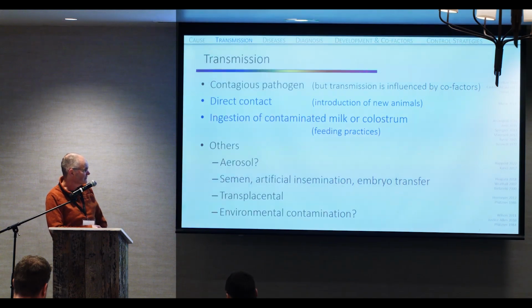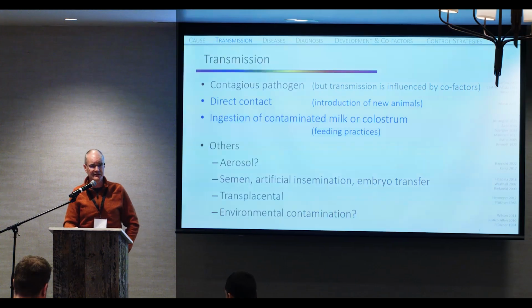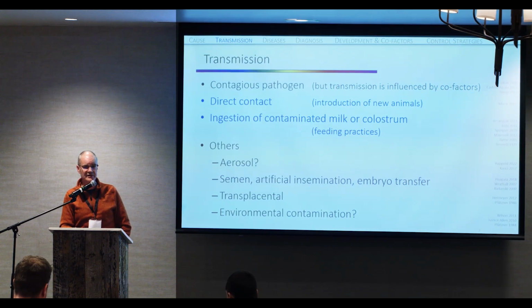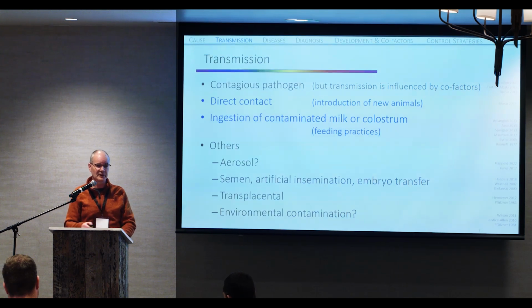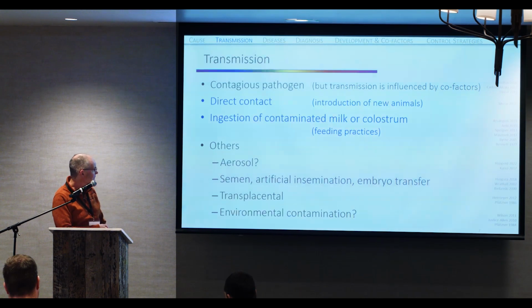Semen, artificial insemination, and embryo transfer, I think until recently were really not recognized, but I think there's been solid evidence recently that those can be methods of transmission. And again, that incursion into New Zealand was thought to be the result of imported semen. I think it wasn't proven, but that seemed to be the most plausible method for it to enter the country.